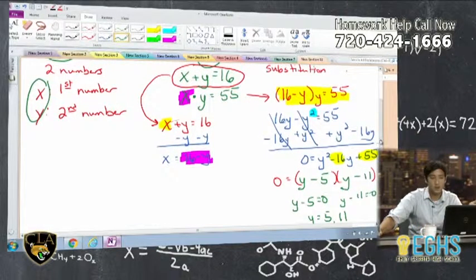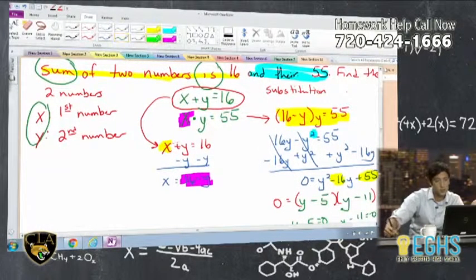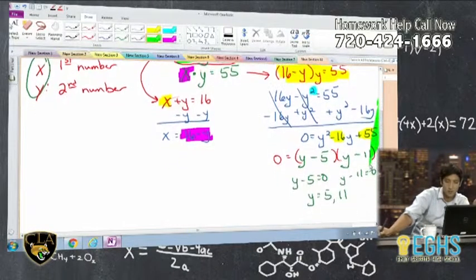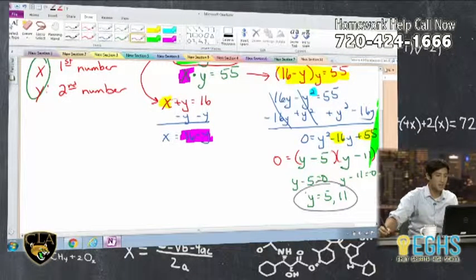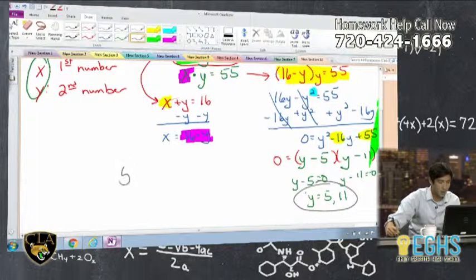I solved this one for y, but if we look at my original equation, it's not saying y is the first number or the second number. It's not saying y is bigger. There's no constraints there. So I could have just as easily made this y plus x and this y times x, and we could have flipped everything around, which means if you actually think about it, this could either be the first number or the second number. So our numbers are 5 and 11.